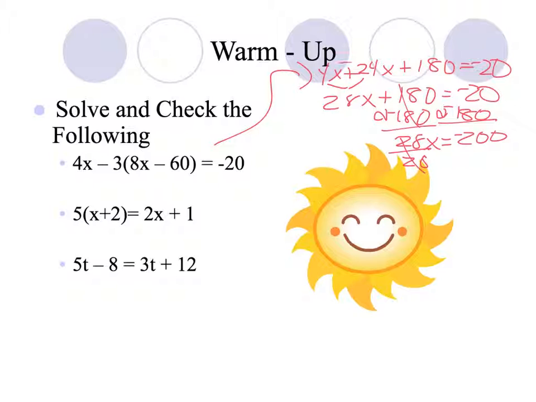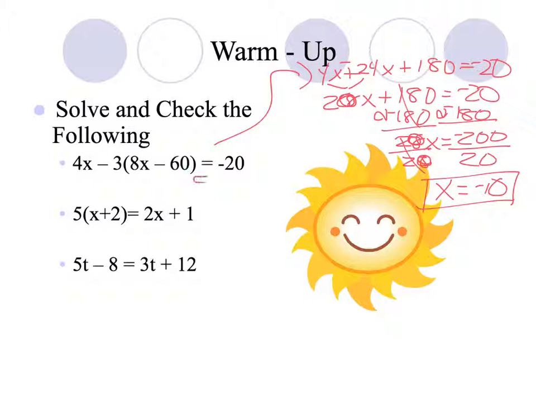That's a negative 24x. So this is going to be 20x, and that's going to be 20x, and that will be 20x. So I'm going to divide by 20. That looks a little better. So x will actually equal negative 10. Always make sure you're recopying the problem correctly.